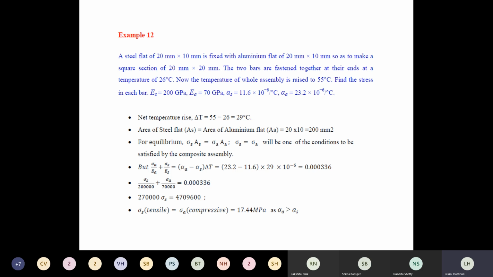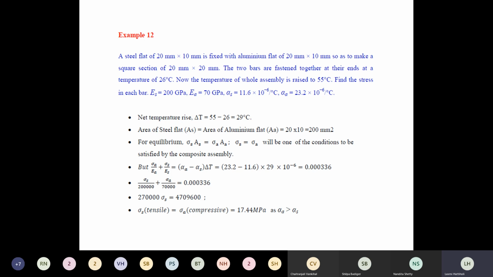By looking at these values, can anyone tell me whether I should take alpha S minus alpha A or alpha A minus alpha S? Alpha A minus alpha S. Yes, exactly. If you observe the values carefully, the thermal coefficient of expansion of aluminium is high compared to steel. That is why aluminium will expand more compared to steel. So in the formula I should take alpha A minus alpha S. Just use that formula; that's how you are going to calculate.